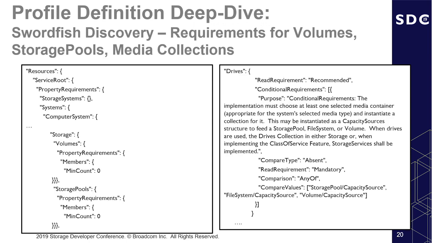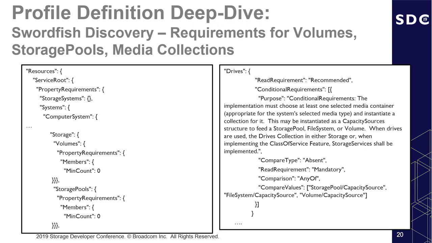Okay, and then here's just the set of requirements for the collections. So we have requirements, again, in that service root that says, under computer system, in storage, you must have a volumes collection. You now must have the storage pools collection. And where I was saying they don't have to have anything in them, that's where this members min count comes from. And then drives over here.